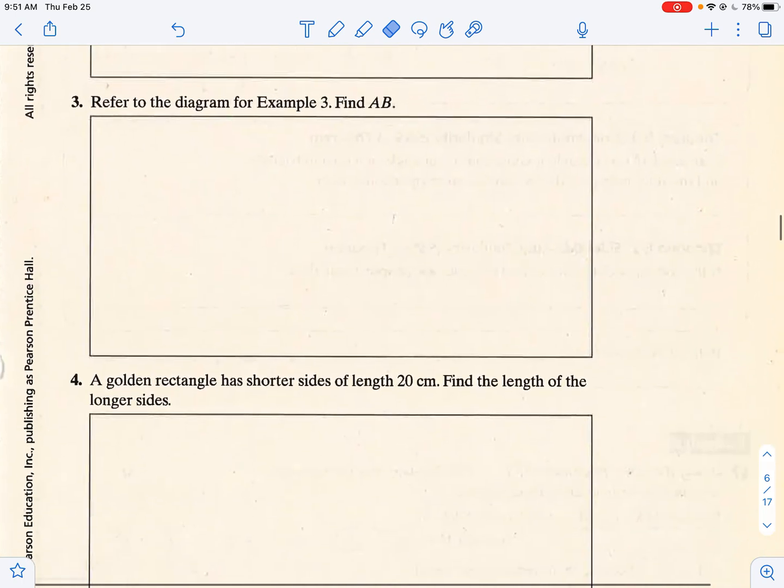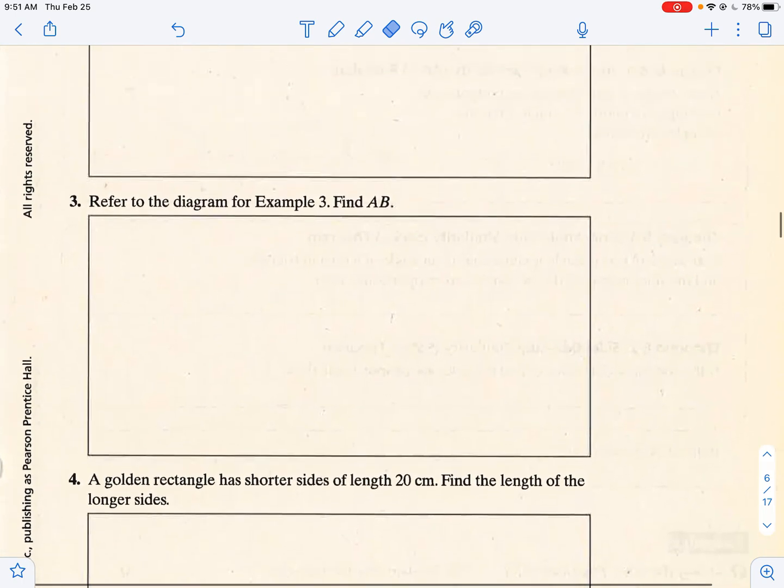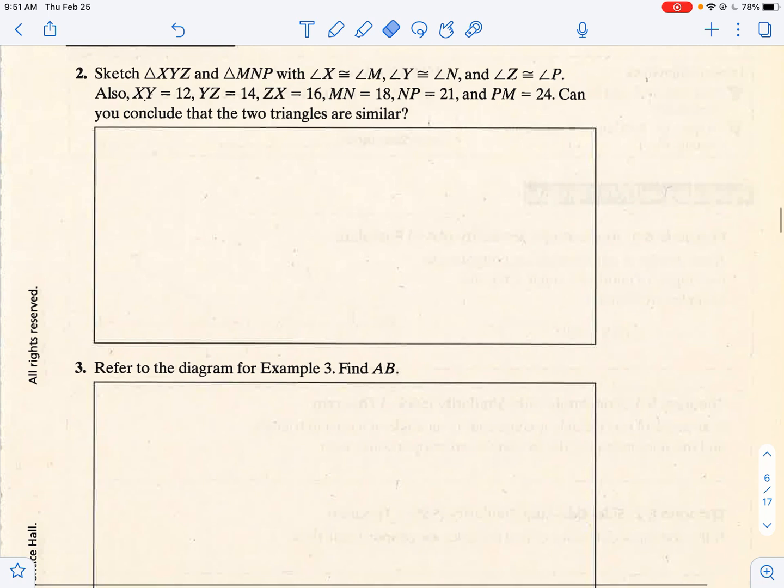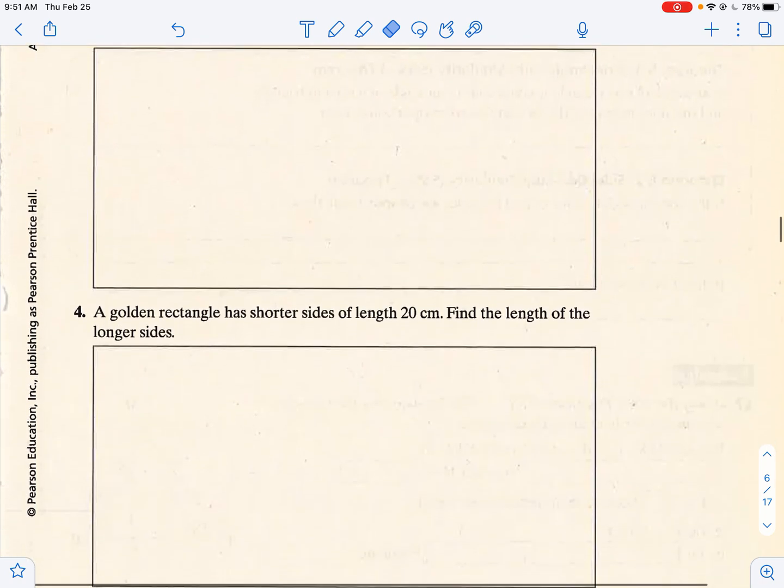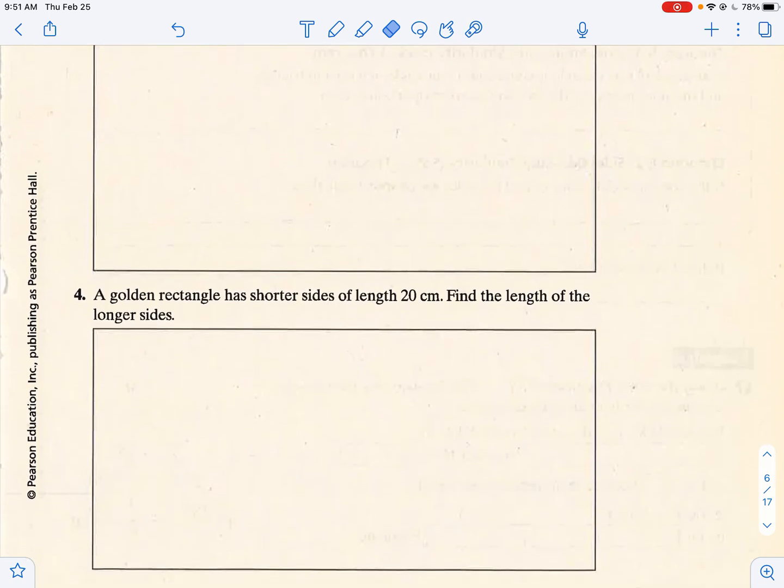Okay, there are a couple more check for understanding problems for you to try here. The first two are about similar triangles, or similar shapes, and the last one is about the golden rectangle. So go ahead and try those and let me know if you have any questions.